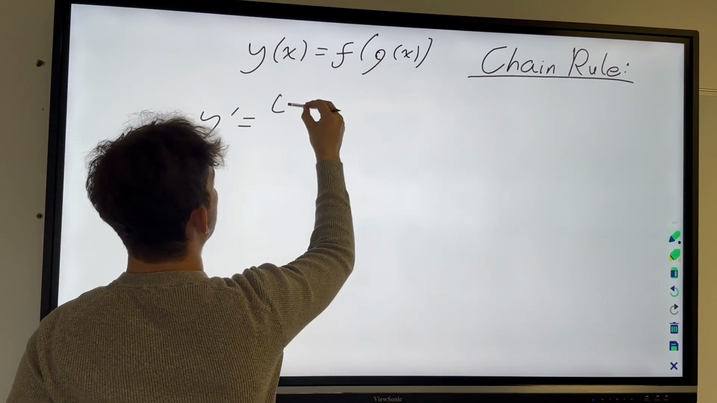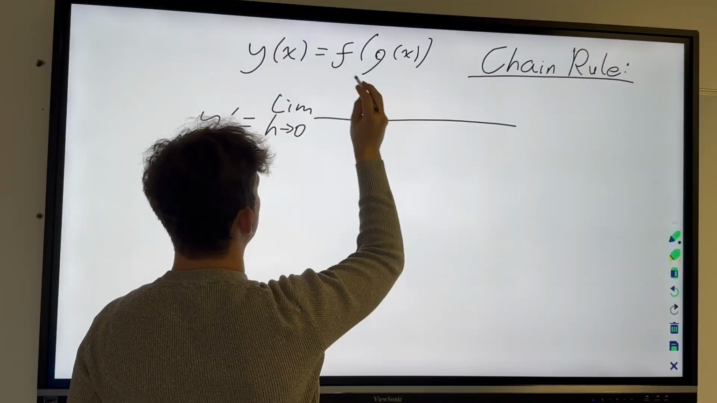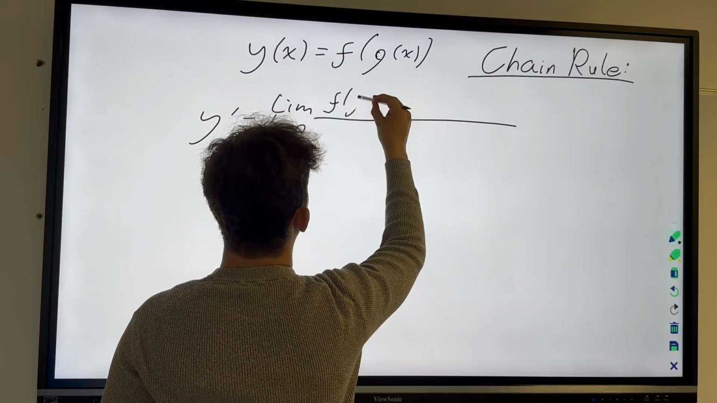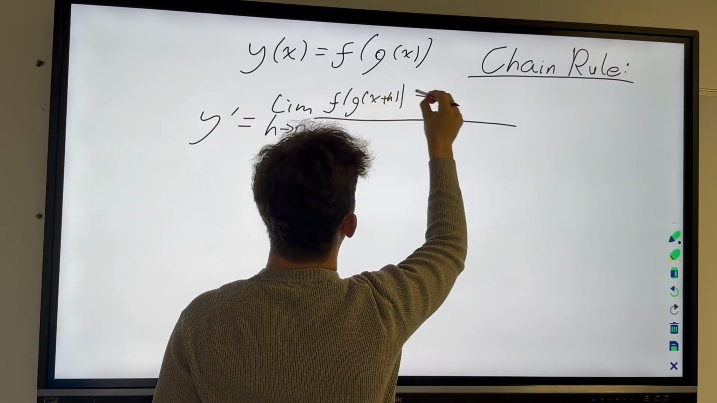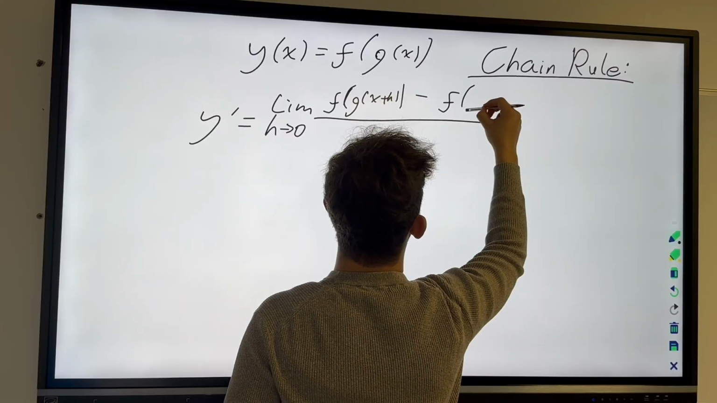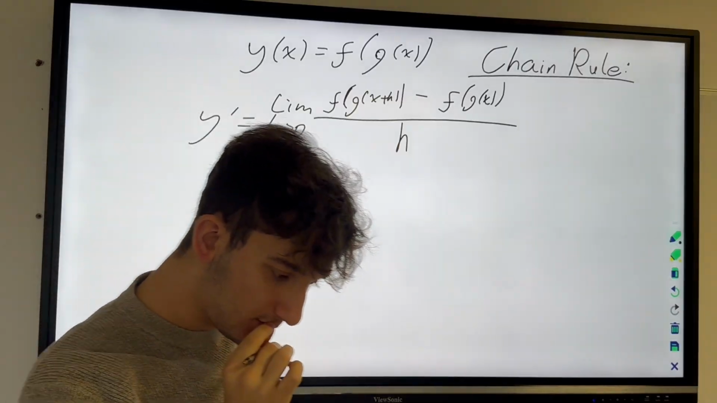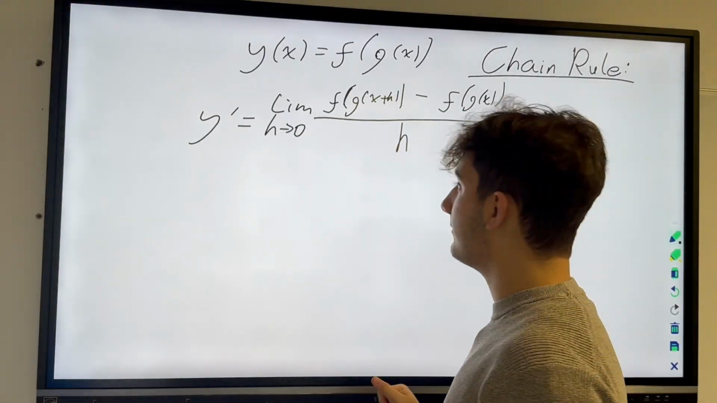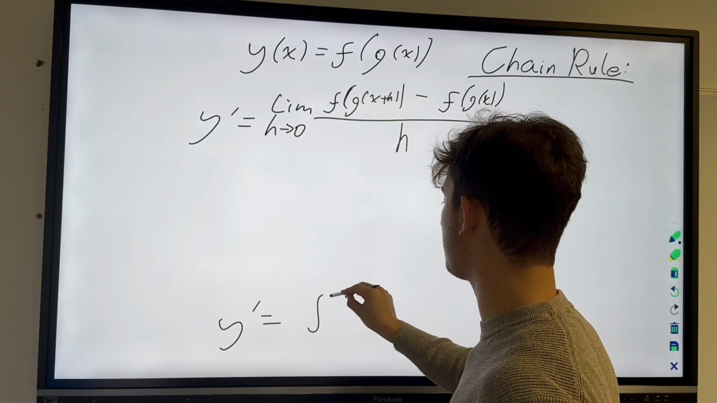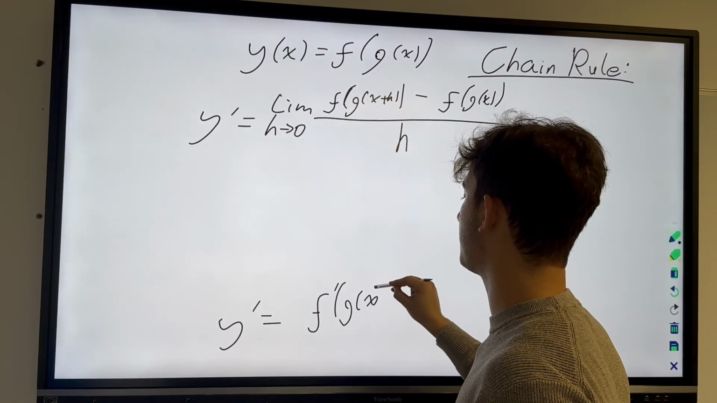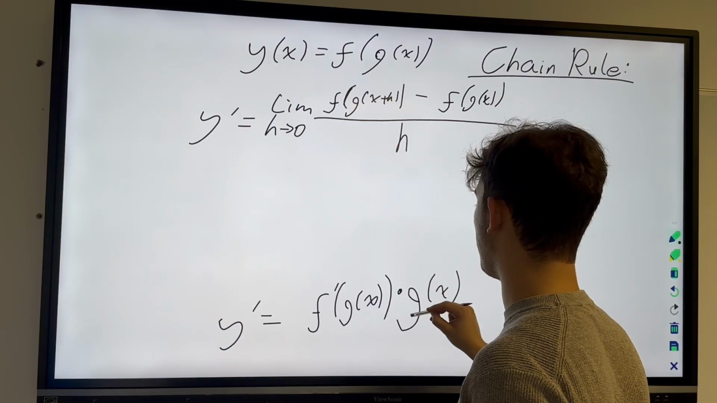Y prime is going to be the limit as h approaches 0 of the fraction f of g of x plus h. Remember, just substitute x plus h into that, and then minus f of g of x, like so. Put it over h. Good. Now what? Well, I know my answer. Once again, we can use that to our advantage. It's going to look something like this, times g prime of x.